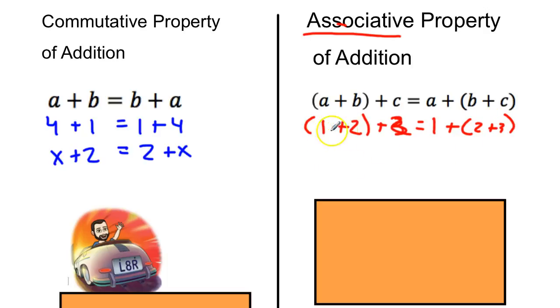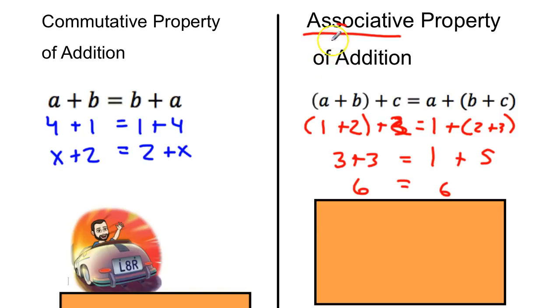Well, let's find out. You need to do the parentheses first. 1 plus 2 is 3. And I have 3 plus 3. And that equals 6. Over here, I have to do the parentheses first. 2 plus 3 is 5. And I have 1 plus 5. And that equals 6. So these are all equal to each other.